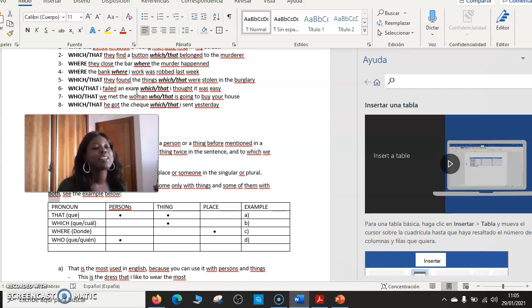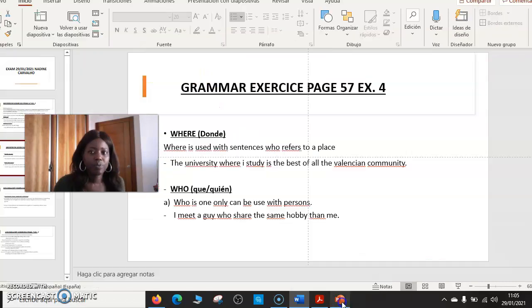And also you can say, I failed an exam that I thought was very easy. In sentence number 7, with who and that: we met the woman who is going to buy your house. Or, we met the woman that is going to buy your house. Or, sentence number 8: he got the check which I sent yesterday. Or, he got the check that I sent yesterday. Okay? So, at this moment, with the pronouns, this is all I have to say.